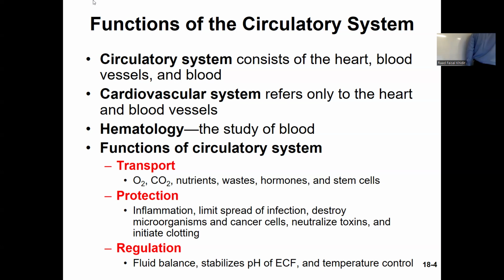Okay, let me do this. They are the same length. The only difference is the second one has more width. So now who has more blood? B2. So when you vasodilate, you accommodate more blood.